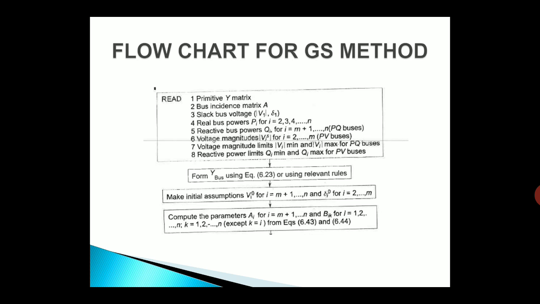Now this is the flow chart. A question might ask me to write the flow chart. So this is the flow chart you have to write. So just go through the flow chart. Hopefully you can understand this. So you have to find the primitive matrix, the bus incidence matrix, set the slack bus, and set all the real powers and reactive powers. Okay, then you have to assume an initial V and delta, then you compute the latest V and delta.